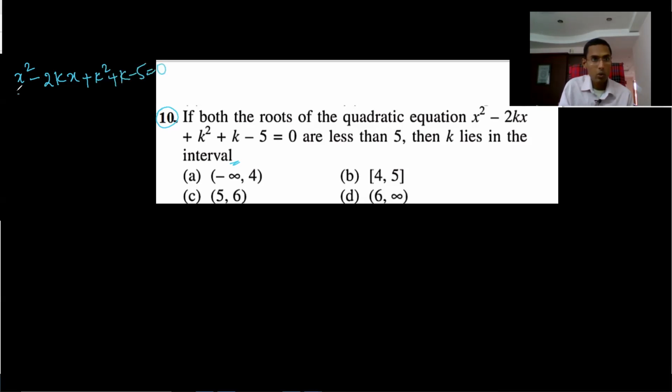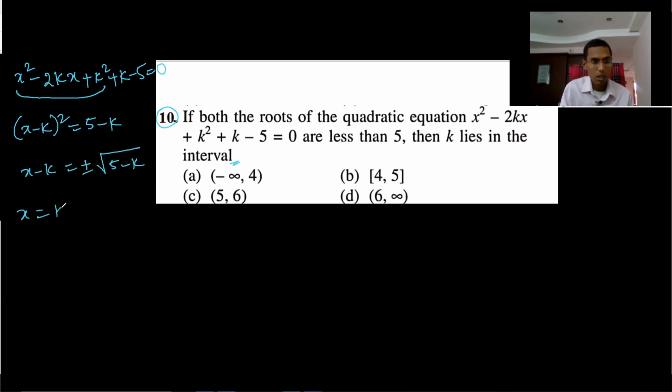Now if you find the roots, this is (x minus k) whole square, k square minus 2ab plus b square, equal to 5 minus k. So x minus k equals plus or minus root of 5 minus k. That means x equals k plus or minus under root of 5 minus k. So these are the roots.